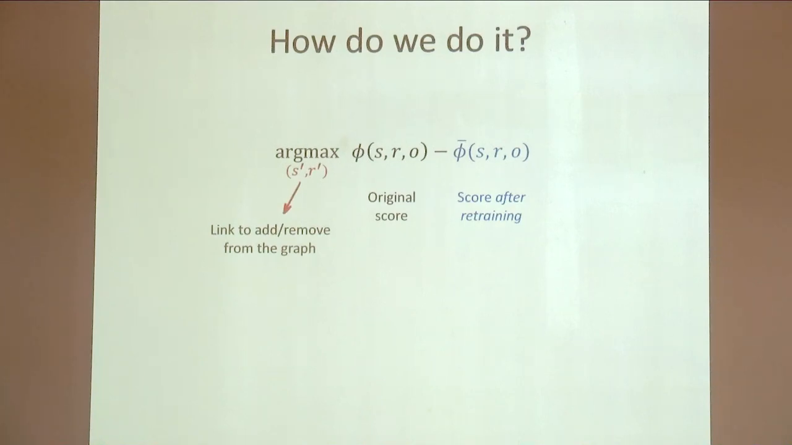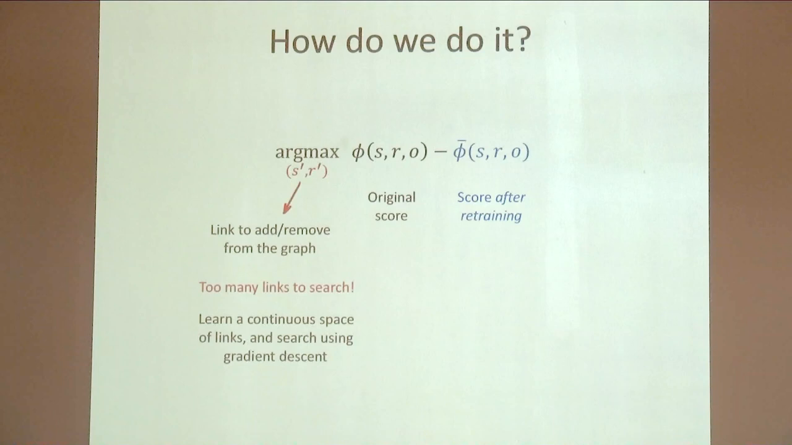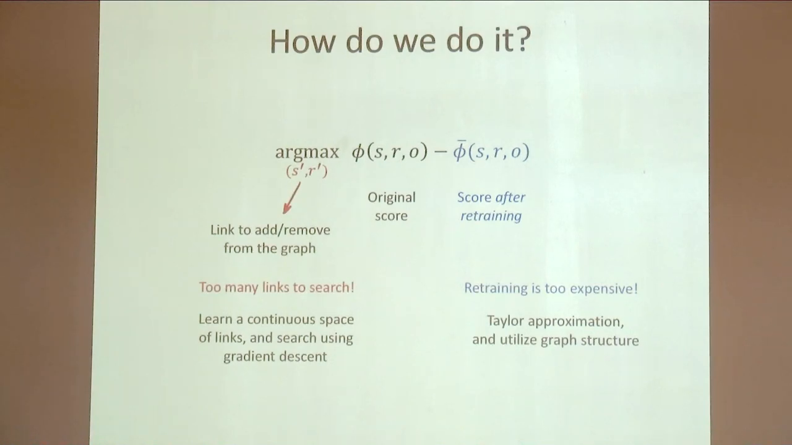For solving this problem, we face two challenges. The first one is that this search space is too big. To solve this issue, we introduce an inverter function, which maps our modifications into the continuous space, and we then use a gradient descent algorithm to solve the problem there. The second challenge that we faced was that retraining of these knowledge base completion models is very expensive. To solve that, we find an approximation for the change in the score using a Taylor approximation on the gradient of the loss.